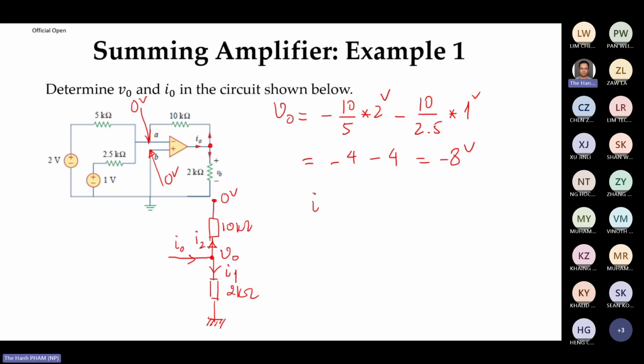So obviously you will see I1 should be Vout over 2K. And Vout is minus 8 over 2K. This one is minus 4 milliampere. So the value being minus doesn't matter, right? It means the current is actually running up, but for us, it doesn't matter. So where is the 8? The 8 is 8 volt, where? Because of this one, 10 divided by 5 times 2. So you have 2 times 2, minus 4, right?